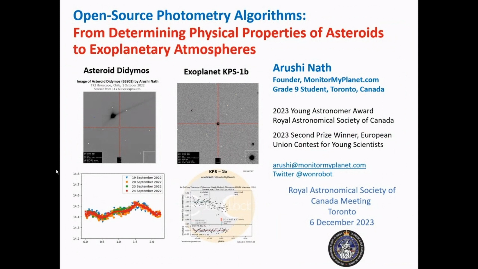And this project is far from over. I have plans to continue building upon my photometry algorithm, and then perhaps even try to use ground-based telescopes to observe these exoplanets in different wavelengths to see if I can measure any differences in the transit depths. So with that, thank you very much.